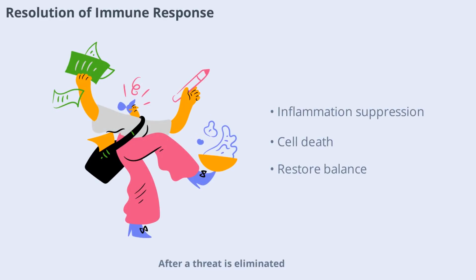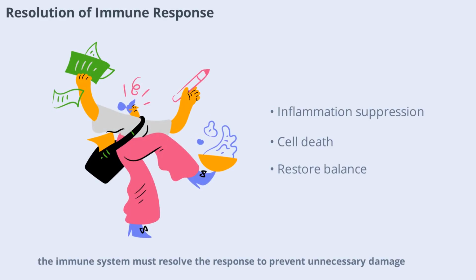After a threat is eliminated, the immune system must resolve the response to prevent unnecessary damage. Effector cells either die off or become memory cells, and regulatory mechanisms suppress inflammation. This resolution phase is vital for restoring balance and tissue health.